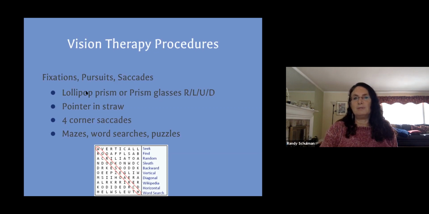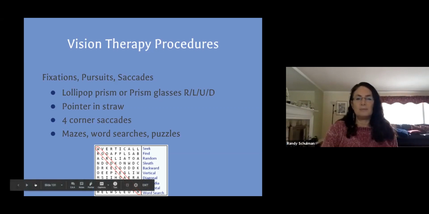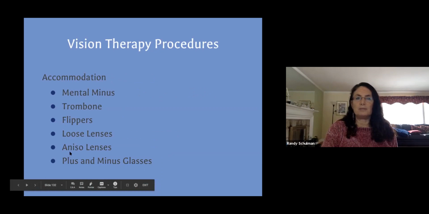You can actually have them use lollipop prism or prism glasses while doing pointer and straw, so that now they actually have to localize, but then they have to be able to recognize what's changed when you put on, say, 3 base right or 3 base left. Doing a Marsden ball, just looking at the Marsden ball, or doing an activity where they have to track the Marsden ball, and then can they track it when you add prism? Again, just a couple of little things. Obviously, you can do flippers with mazes and word searches and puzzles.